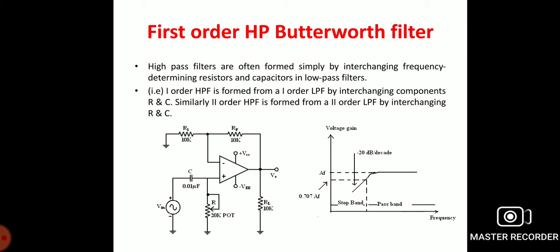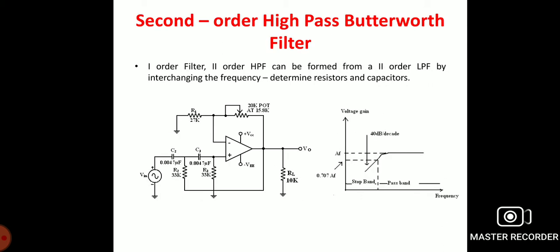So we can see the graphical representation of the output graph, frequency versus voltage gain. The roll-off is at minus 20 dB per decade. Now the value of the feedback amplifier gain is equal to 0.707 volt. Here now we can move to the second order high pass Butterworth filter.